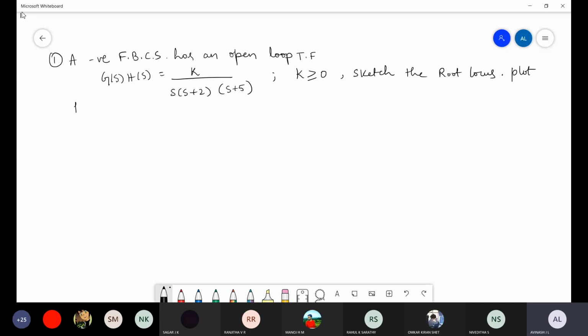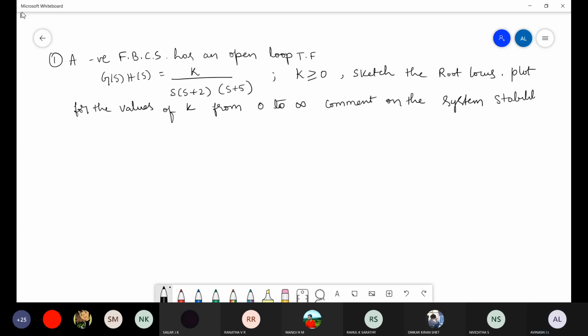Plot for the values of k from 0 to infinity. Comment on the stability of the system. Okay. So this is the question they have given.